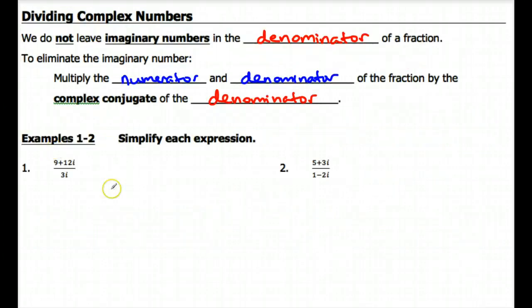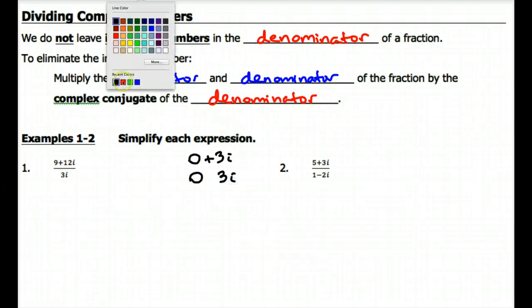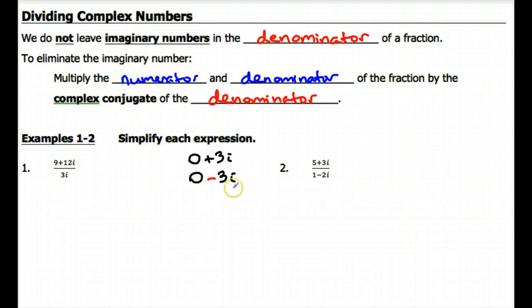In this one here, we have 3i, which you could also say is the same as 0 plus 3i. So its complex conjugate is going to be 0 minus 3i. The only thing we're doing is changing the sign on the imaginary part. So what I'm going to do for number 1 here is multiply the denominator by negative 3i, and whatever I multiply the denominator by, to keep the fraction the same, I also have to multiply the numerator by that as well, negative 3i.